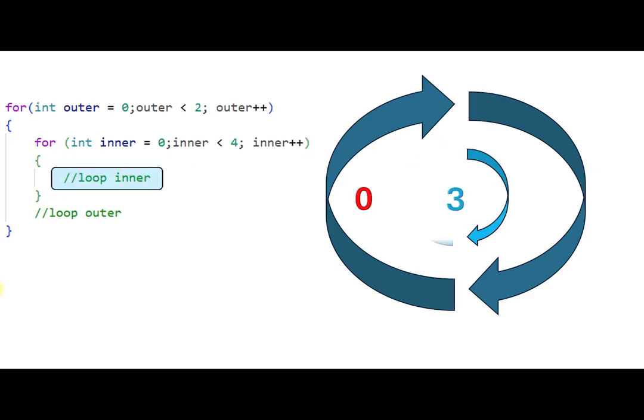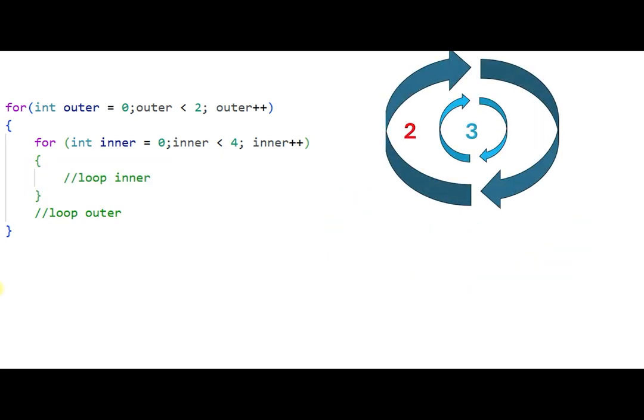In this example, the inner loop completes 3 repetitions for every 1 repetition of the outer loop. Once the outer loop has completed its 2 repetitions, then the nested for loop structure ends and the program flow continues.